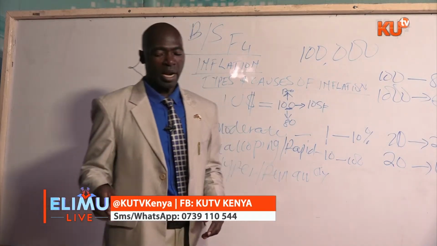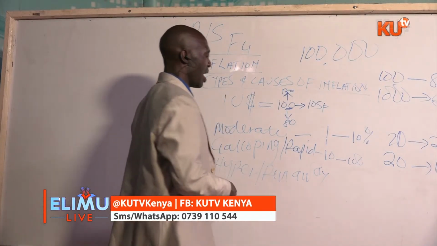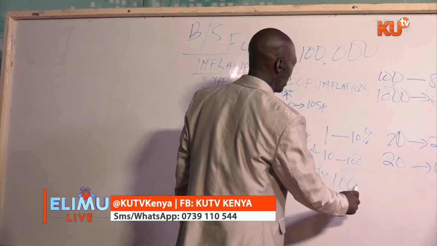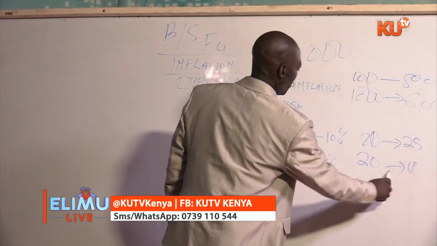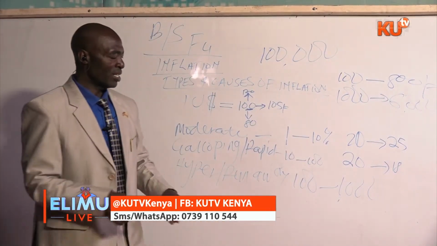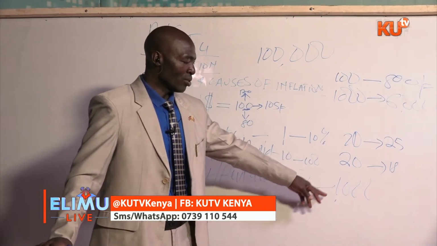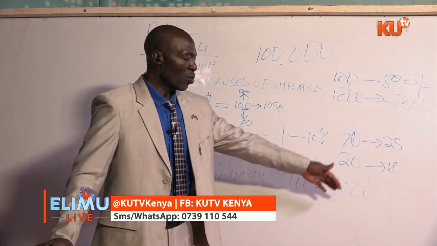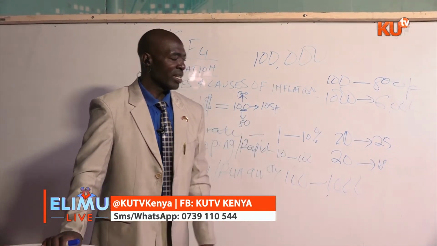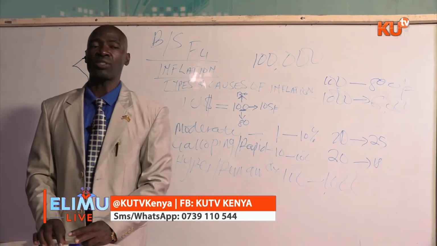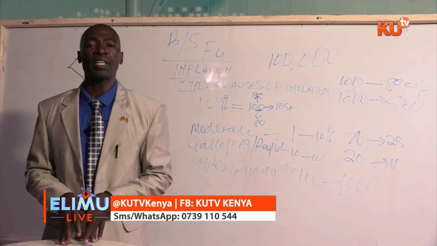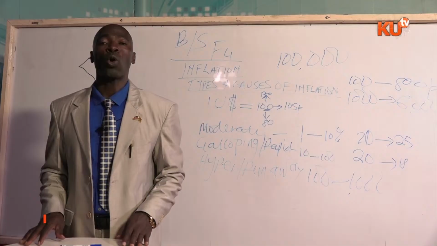Then if you come to runaway, it is hundreds and thousands. It can even be at a percentage rate of 200, 1,000, 1,200, 1,300, 1,500. That is the percentage rate. That is when the economy of that particular country has totally collapsed.